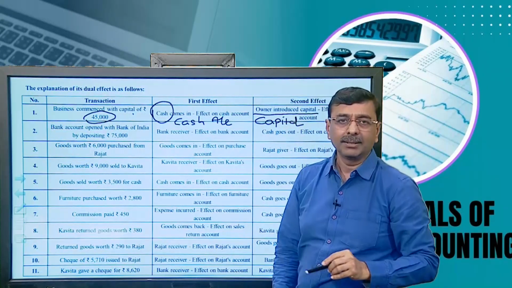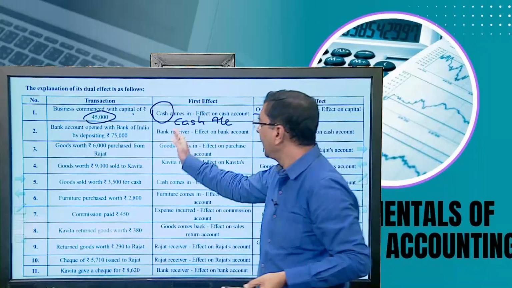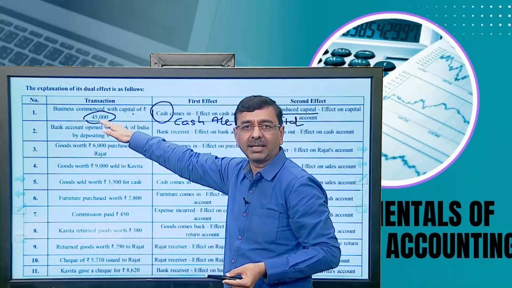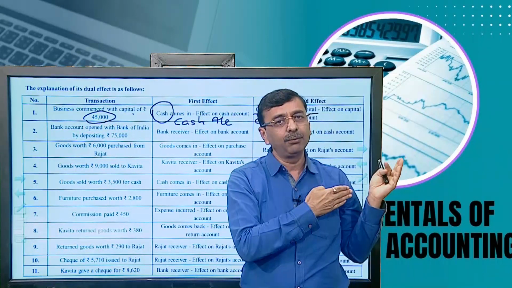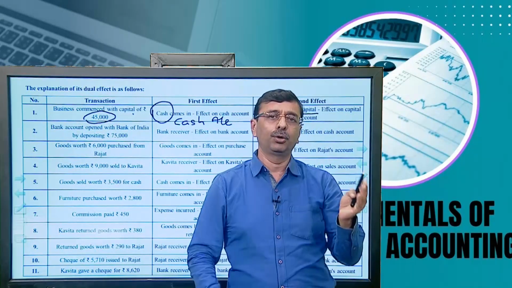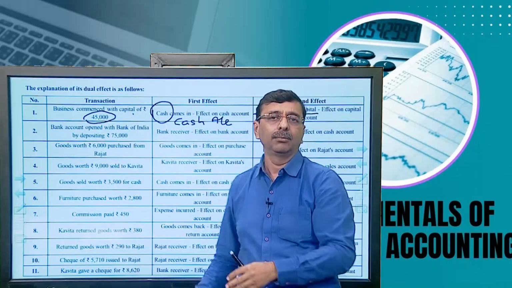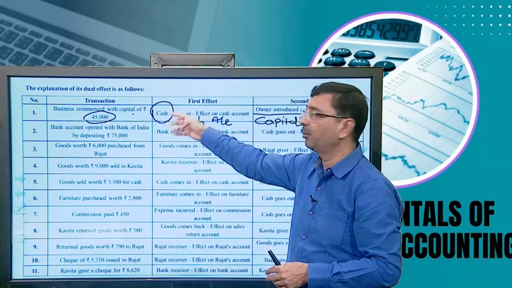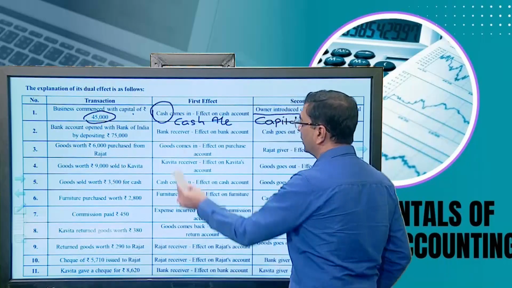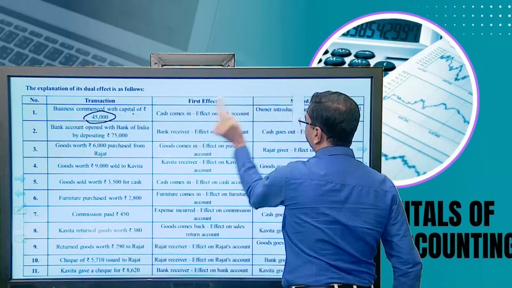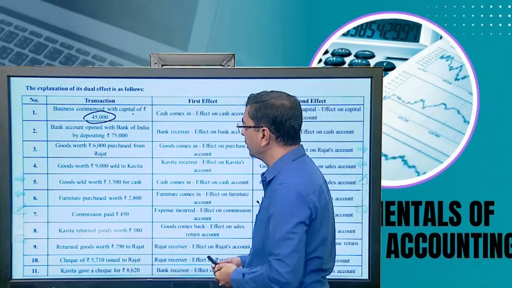If you want to tell it, there is a very simple way. The cash account will be debited by 45,000 because cash comes in. So cash debit. Who is the giver? The owner is the giver. So the owner's capital account is credited with the same amount of rupees 45,000. So this is the way to solve the transaction. Moving to the next transaction.